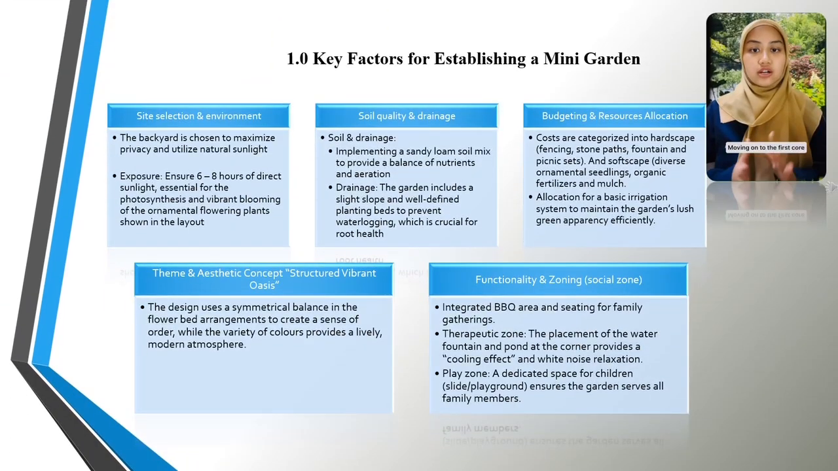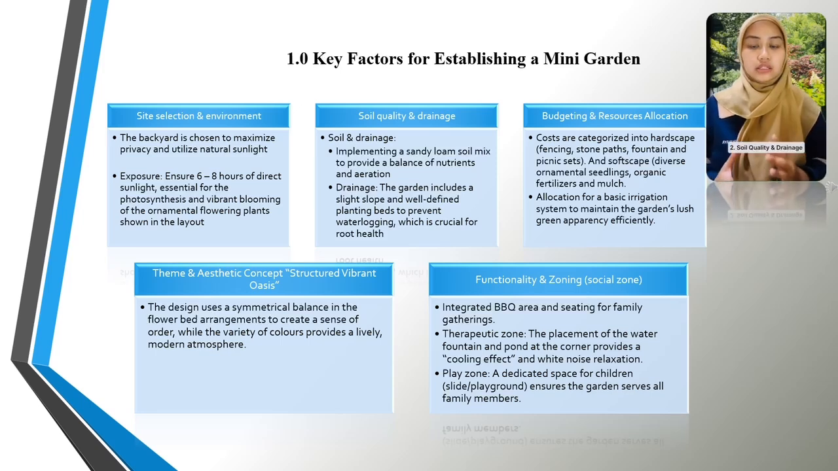Moving on to the first core section of my project, the key factors for establishing a mini garden. To ensure the success of the mini garden, I have categorized my planning into 5 strategic areas. The first one is site selection and environment. For the site selection, I have chosen the backyard area to maximize privacy for the family while utilizing optimal natural sunlight. The garden is positioned to ensure at least 6 to 8 hours of direct sunlight daily. This is essential to drive photosynthesis and ensure the vibrant blooming of the ornamental flowering plants. I have selected the layout I will show you later.